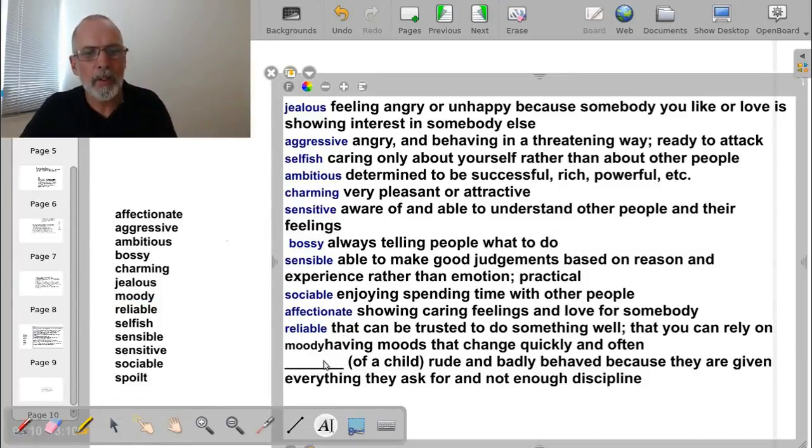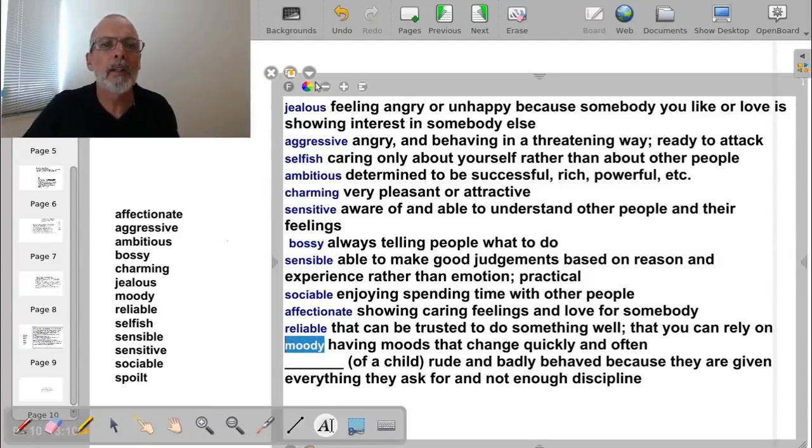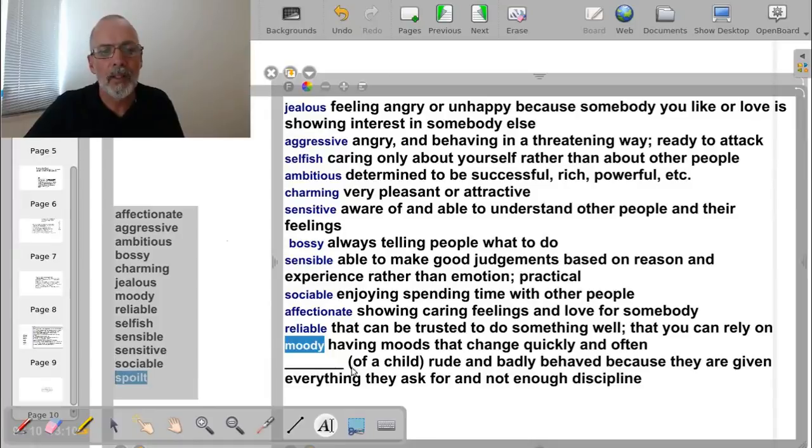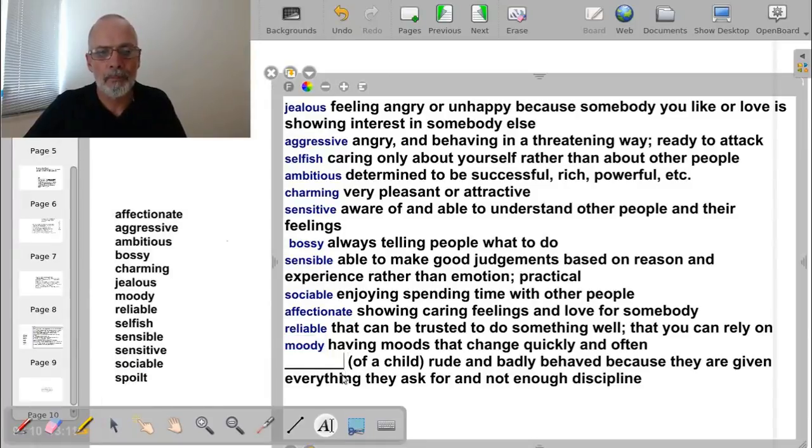What about a child? The next one, I'm going quickly because I'm rapidly running out of time. Of a child, rude and badly behaved because they are given everything they ask for. It should be very easy because there's actually only one word left. It's the last one. And the word is spoil.